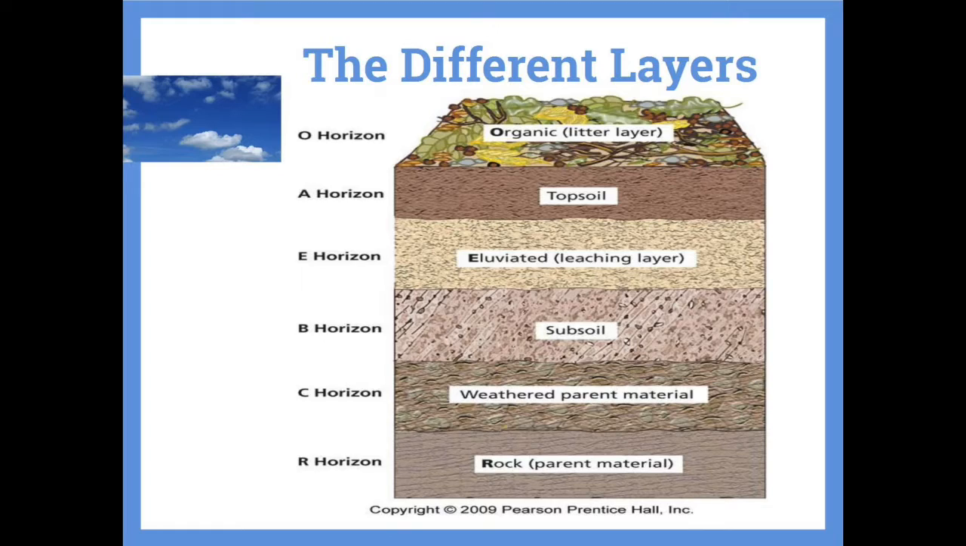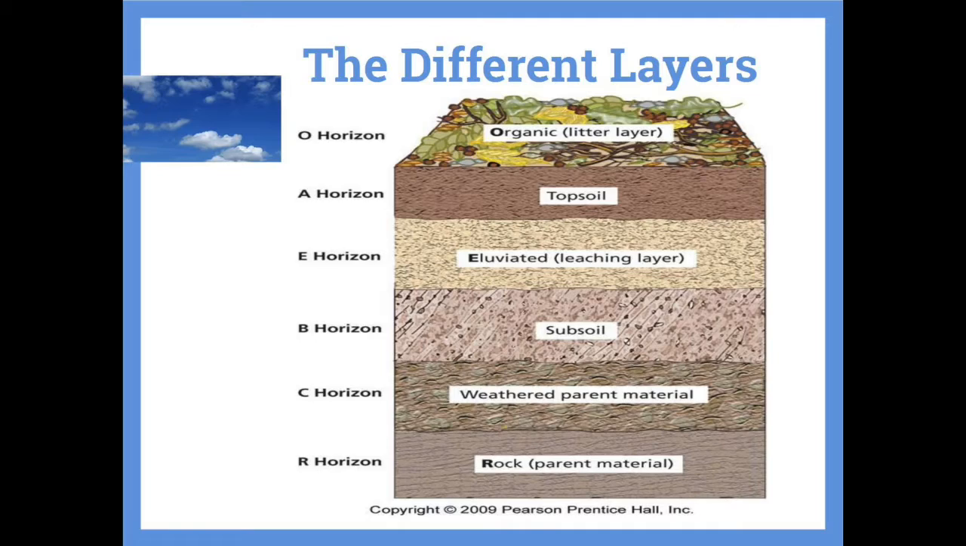The O horizon holds organic litter. Basically, it's anything from tree leaves to worms to anything that is basically organic. The second layer is one of the most important layers, which is topsoil, and is where all the plants start to grow. Basically, it's where all the nutrients are going to be held. The E horizon is where leaching happens, which is when water is drained into the soil, and basically it gets held in the E horizon.